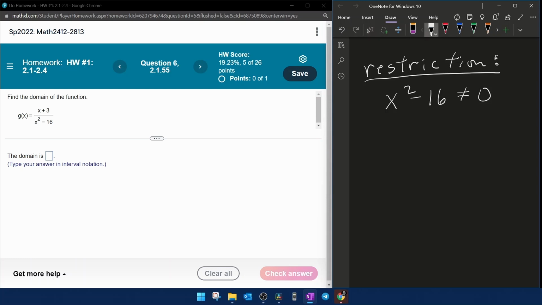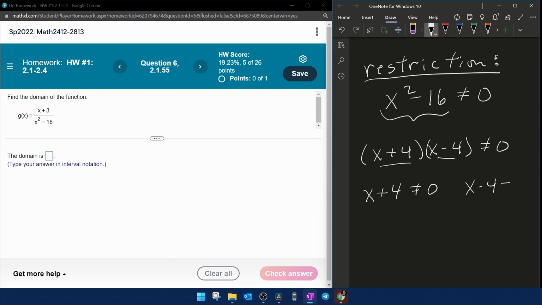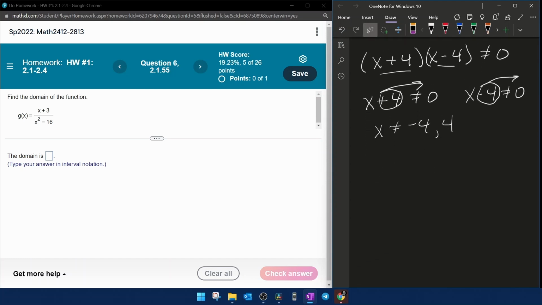We're going to solve by factoring. Here we have the difference of two squares, where we can factor that as x plus 4, x minus 4. And then we're going to set each factor equal to 0, or in this case, not equal to 0. Moving the 4 over, we get x cannot be negative 4. And if we move the negative 4 over, we get x cannot be 4. So here we know the restrictions. X cannot be 4 or negative 4, but guess what? X can be anything else.